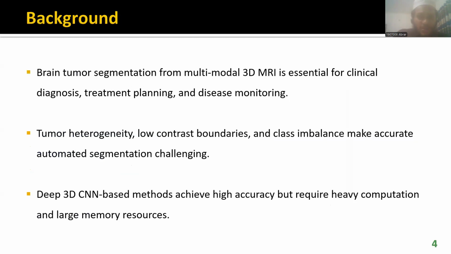So the background is given here. Brain tumor segmentation from multimodal 3D MRI is essential for clinical diagnosis, treatment planning, and disease monitoring. Tumor heterogeneity, low contrast boundaries, and class imbalance make automated segmentation challenging. This is one of the challenges. In some cases, deep 3D CNN-based methods achieve high accuracy, but they require heavy computation and large memory resources.